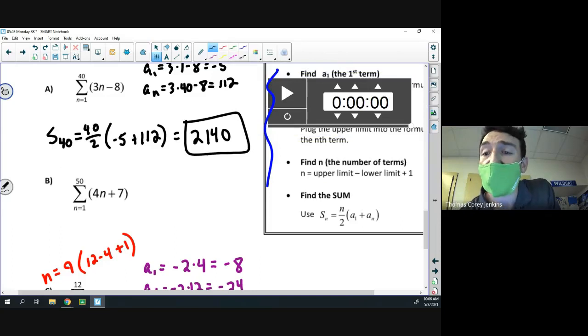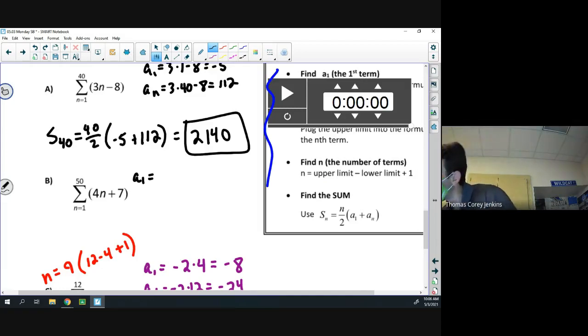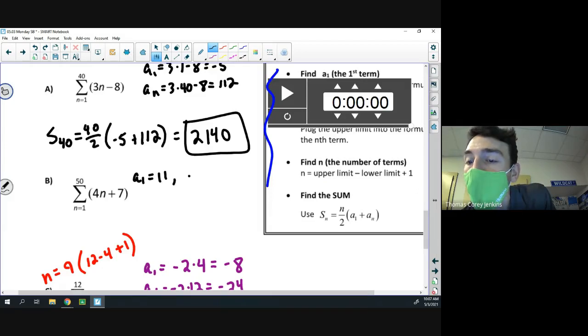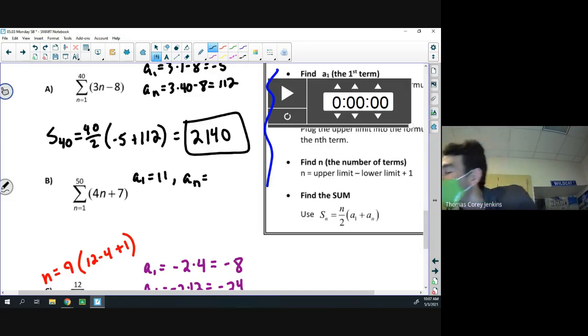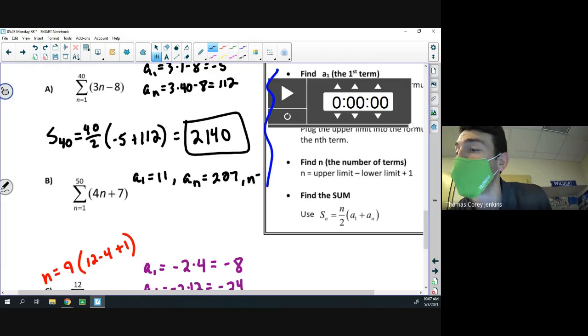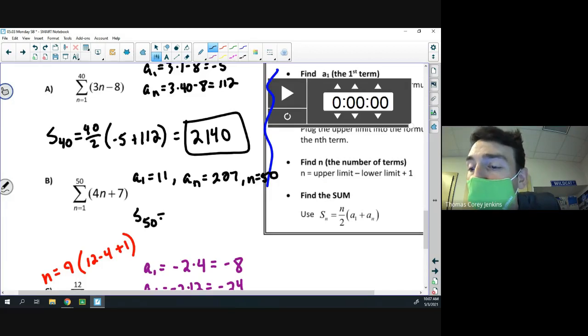So a sub 1 is just going to be 4 times 1 plus 7. All right, so that is 11. A sub n, or a sub 50, you could call it either way, is 4 times 50 plus 7. So that's going to be 207. And then n equals 50. Once you have that, then you just plug in, okay? So we say s sub 50 equals 50 over 2.